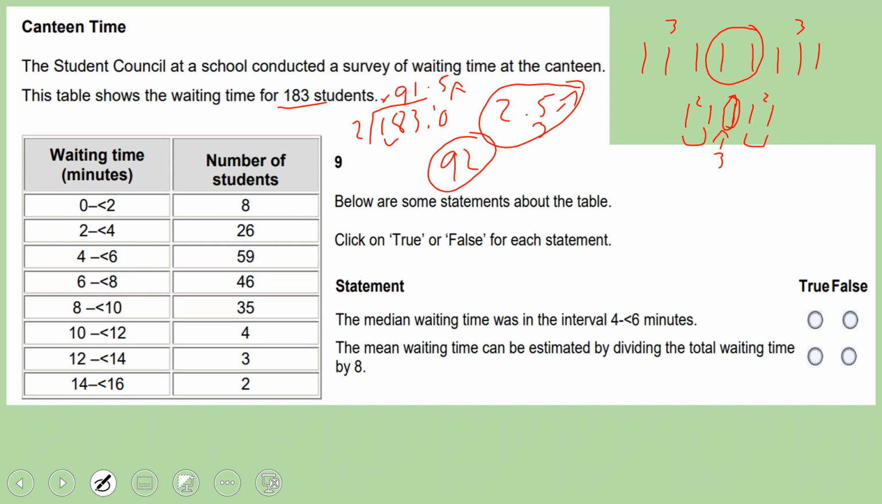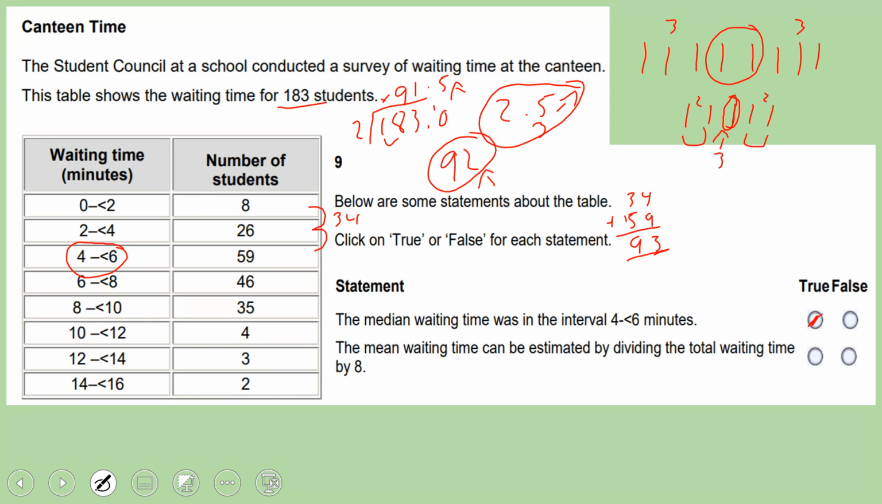So we need to keep adding them up until we get to the 92nd person. 8 plus 26 will give us 34. We have not yet reached the 92nd person. 34 plus 59, we'll be getting close then. 9 and 4 is 13. 3 and 5 is 8, plus 1 is 9. 93. We have definitely reached the 92nd person. The 92nd person must therefore be in this category. So when it says the median waiting time was in the interval 4 to 6 minutes, that is true.